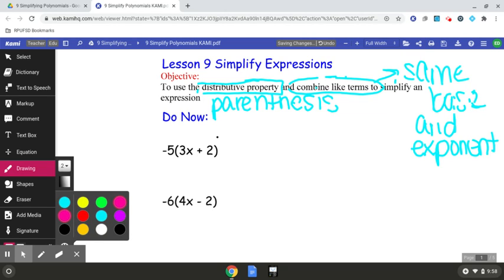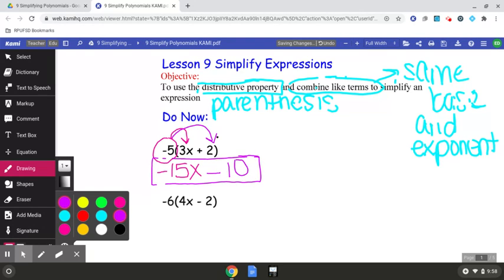So if you paused and you tried them, number 1, you're distributing a -5. So -5 times 3x would be -15x. And then -5 times 2 would be -10. Now, you cannot combine anything because one has an x and one does not.